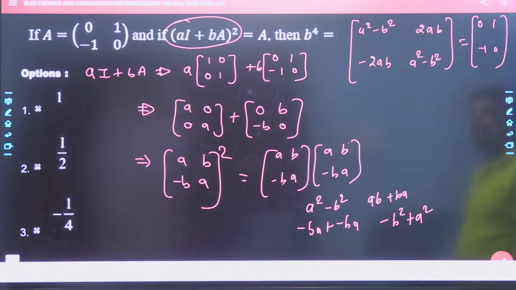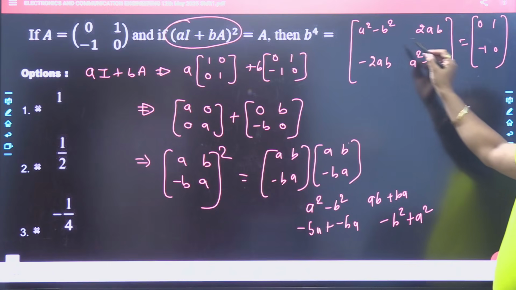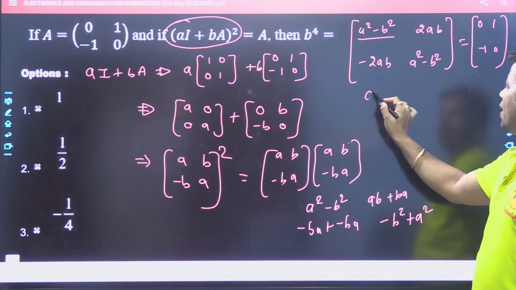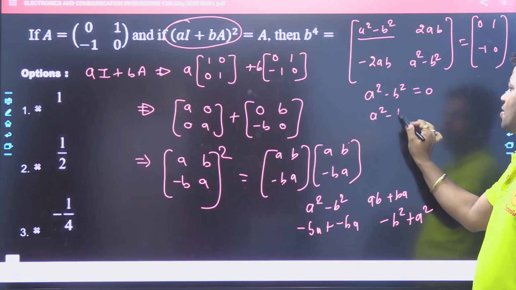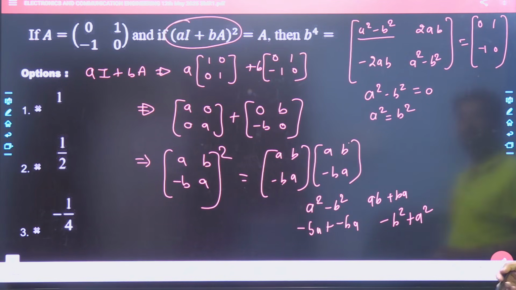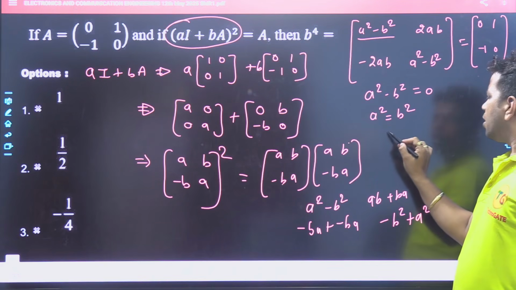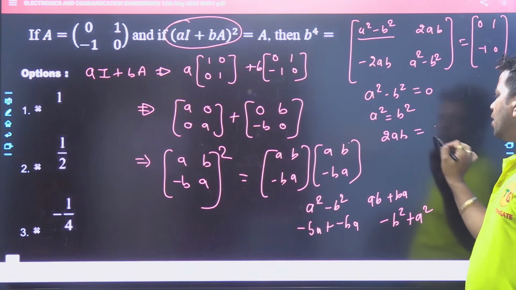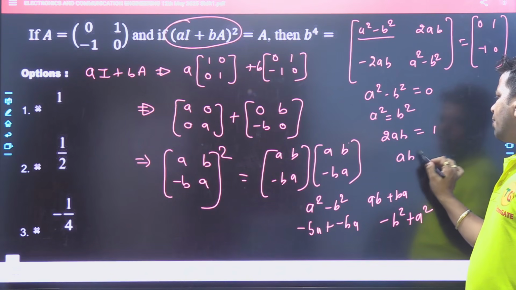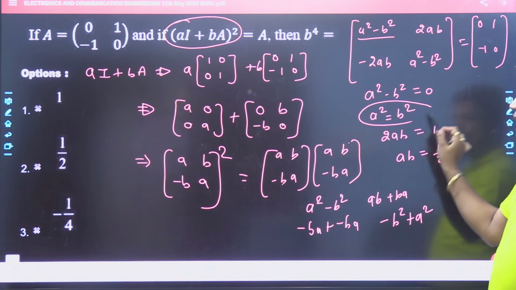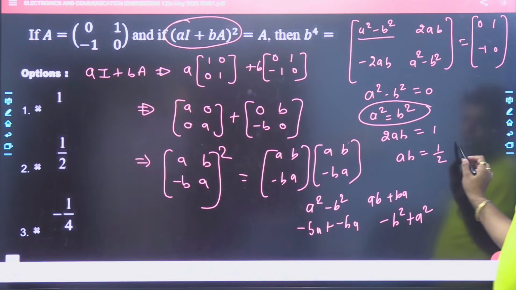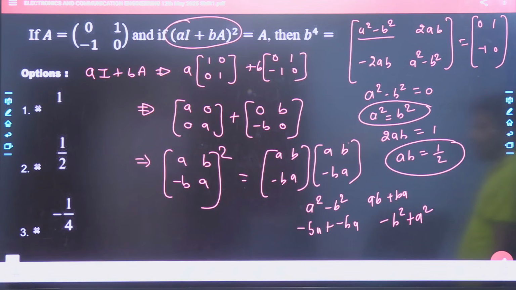Now with the help of that, it's clear cut that the value of A square minus B square equals 0, meaning A square equals B square. And here 2AB equals 1. So it's clear that the value of AB equals 1 by 2. Okay. Now there is one equation that says that A square equals B square, and there is another equation that says that AB equals 1 by 2.